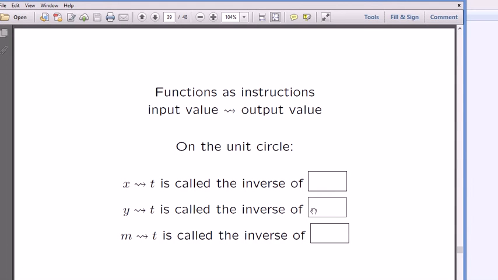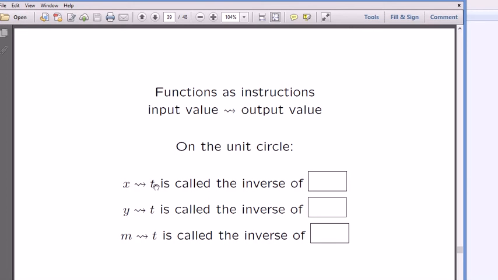All right, so here's an instruction. I give you a real number. You consider that real number as the x coordinate on the unit circle. And once you find that point with that x coordinate on the unit circle, read the angle t in radians. That's the instruction. Make sense?